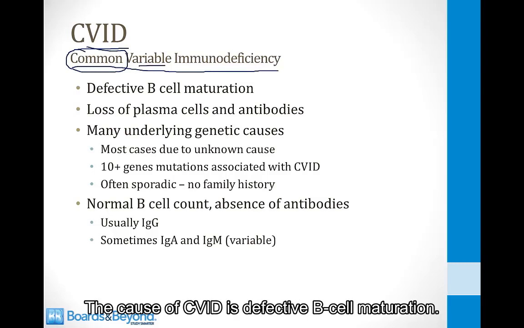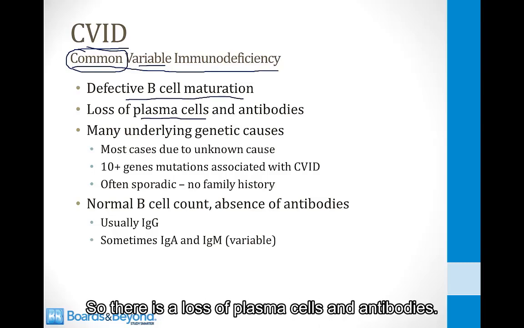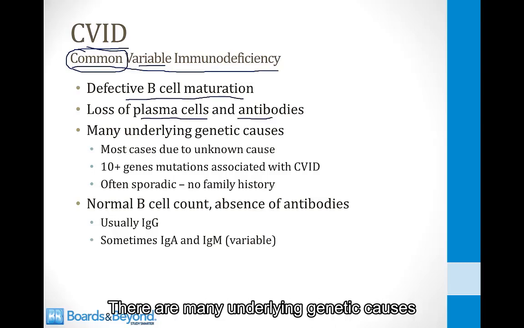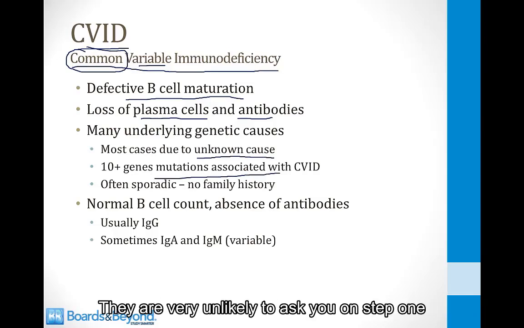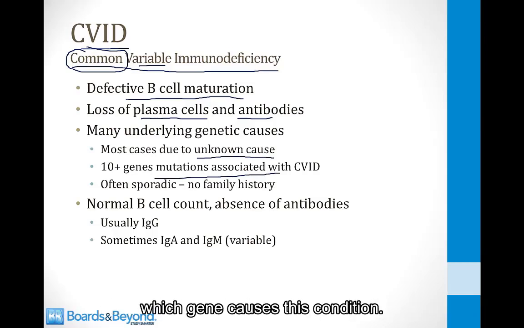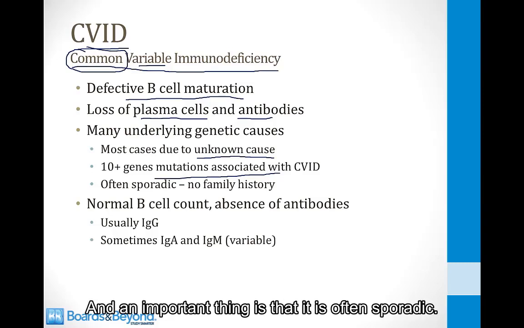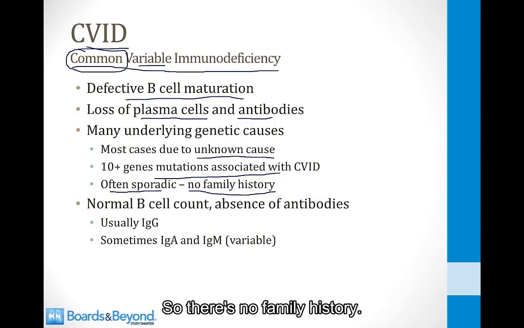The cause of CVID is defective B-cell maturation, so there is a loss of plasma cells and antibodies. There are many underlying genetic causes, and most cases are due to an unknown cause. There are more than 10 gene mutations associated with CVID. They are very unlikely to ask you on step 1 which gene causes this condition. And an important thing is that it is often sporadic, so there is no family history.